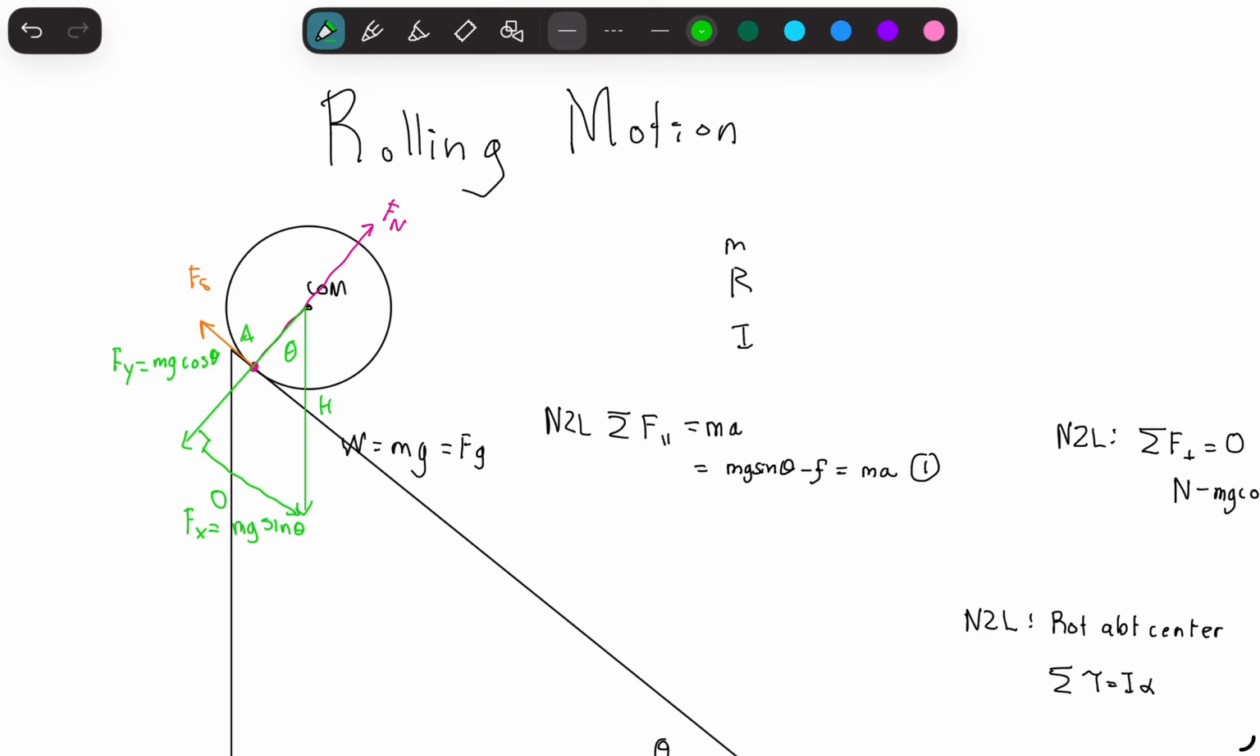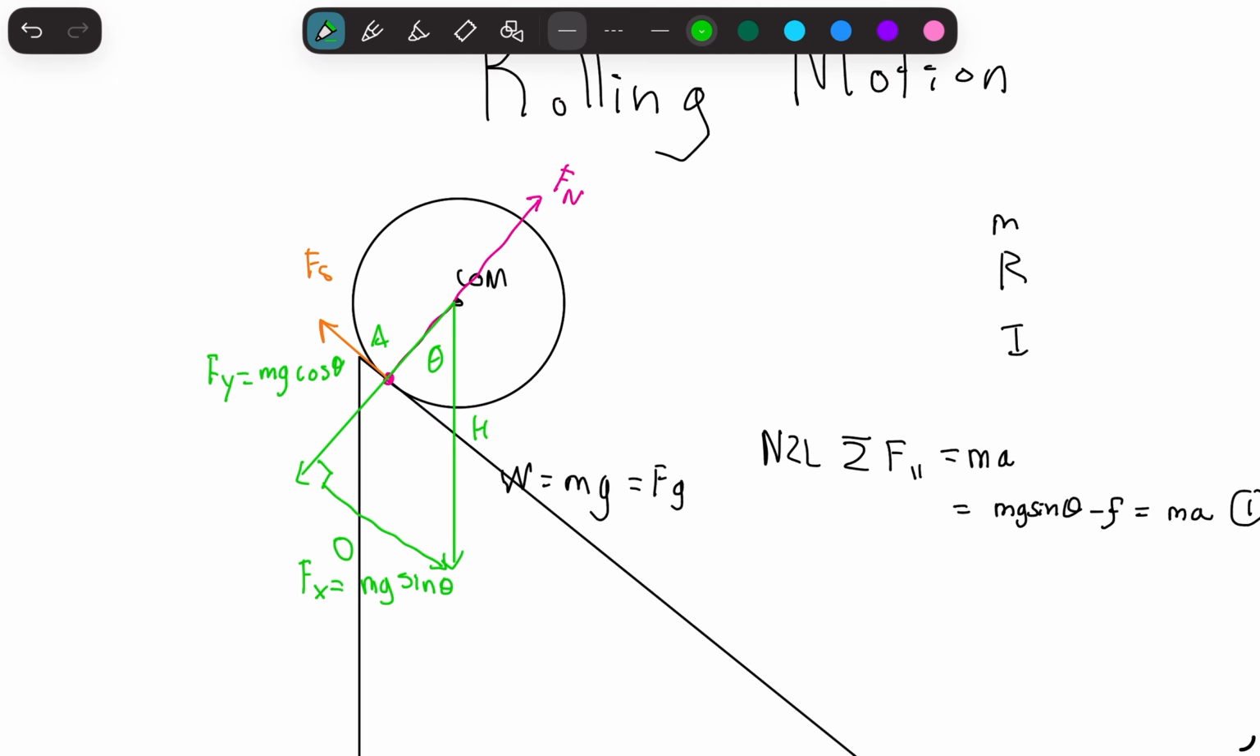In this video, we're going to be doing a rolling motion problem. So let's say that we have this object that is going to be rolling down this inclined plane, and we can draw the FBD for this.